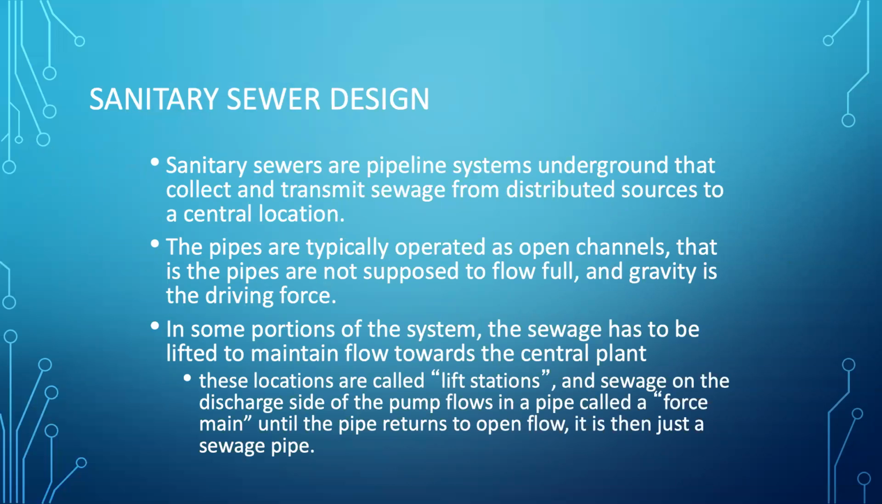So we'll now talk mostly about sanitary sewers. Sanitary sewers are pipeline systems underground that collect and transmit sewage from distributed sources to a central location. That central location is usually a treatment plant, although I suppose it could be a storage tank of some kind, and then it moves on further downstream to treatment. The pipes are usually operated as open channels, and they're not supposed to flow full. Gravity is the main driving force.